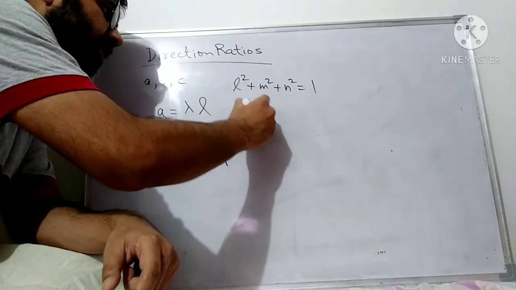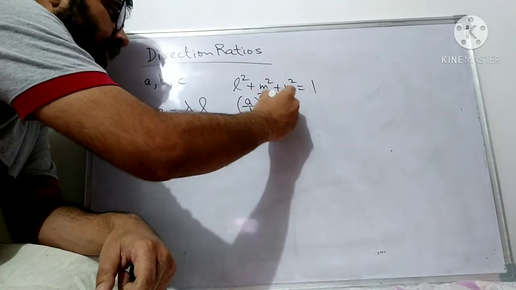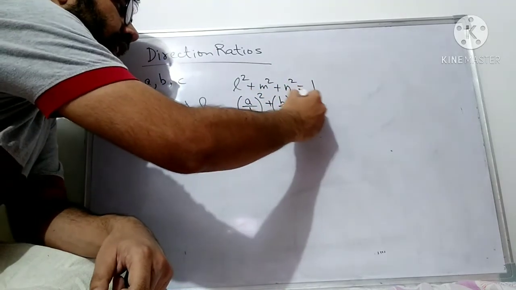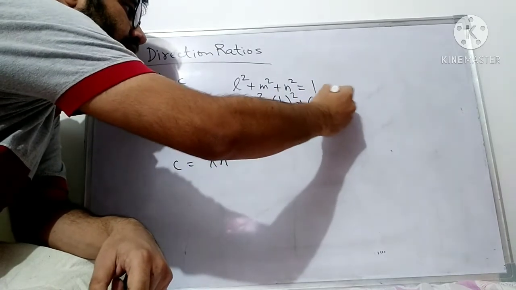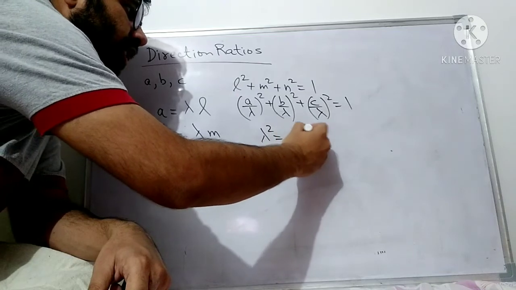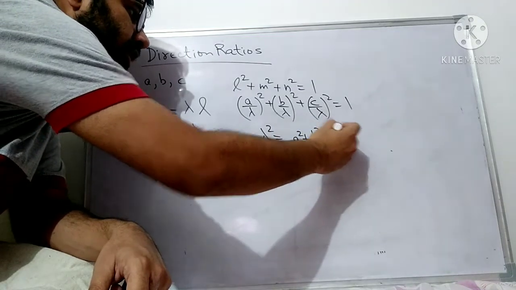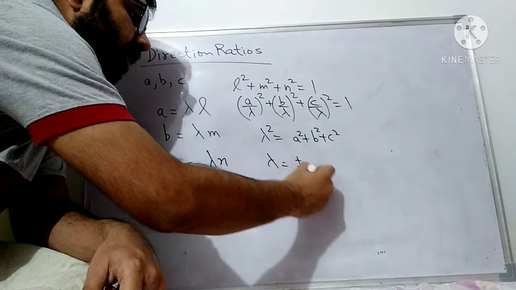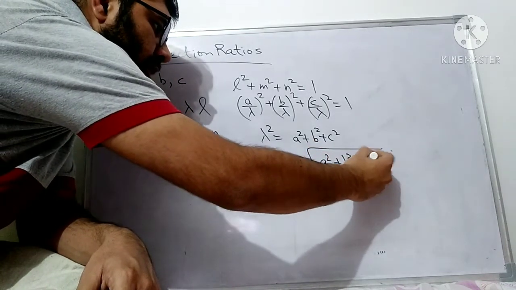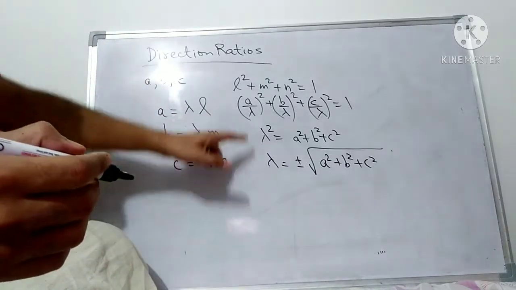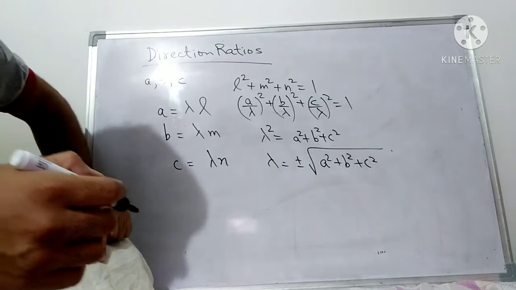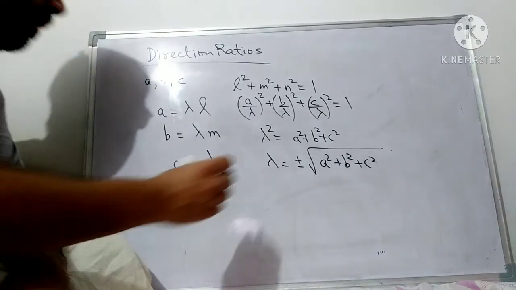So L we can write as A by lambda, so A by lambda square. Then M we can write as B by lambda, so B by lambda square. And N we can write as C by lambda, so C by lambda square is equal to 1. Which means we get lambda square is equal to A square plus B square plus C square. Taking the square root, we get lambda is equal to plus minus root of A square plus B square plus C square.